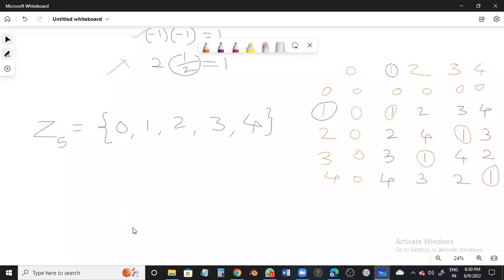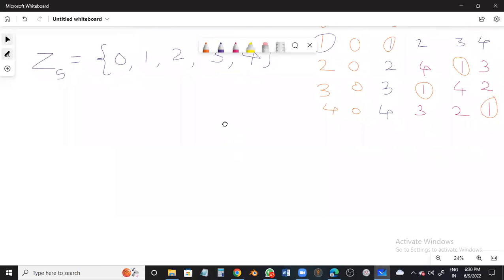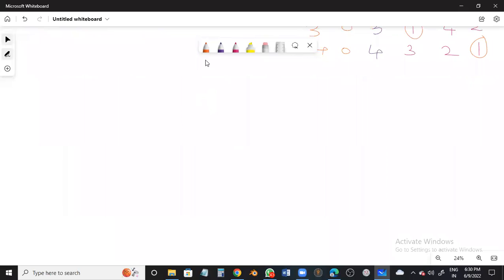Ma'am, directly also we can predict that 2 into 3, the remainder will come out to be 1, because 2 and 3 are invertible to each other. So sorry, they are unit elements of each other. Let us go to that point. Already we have discussed so many times.